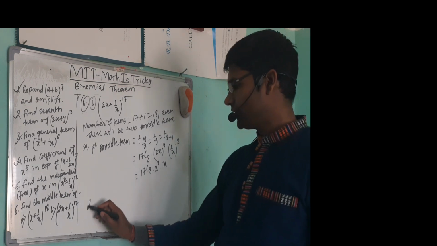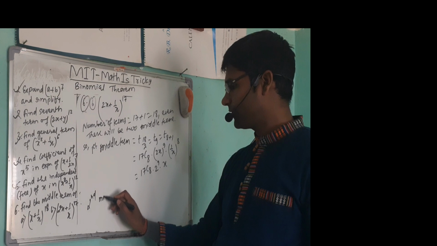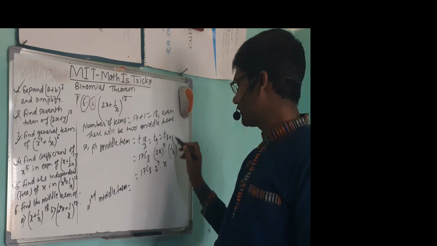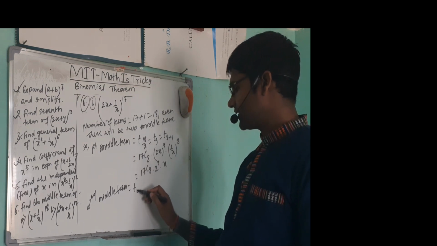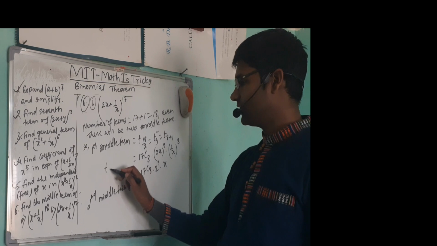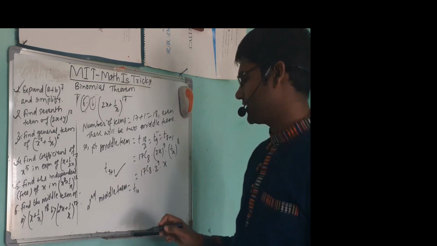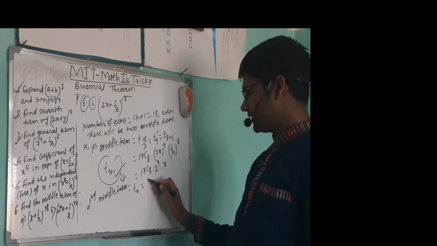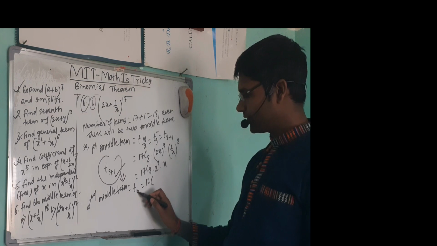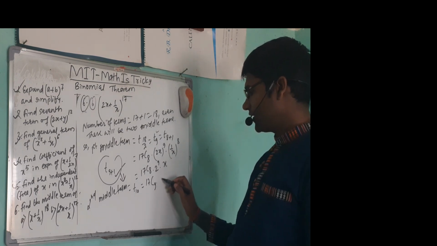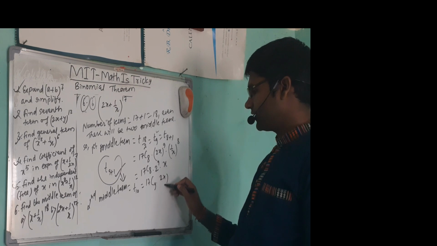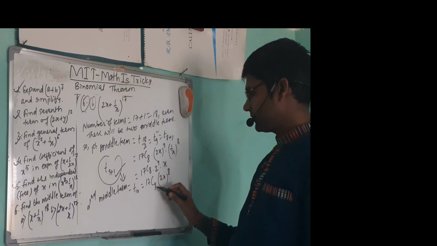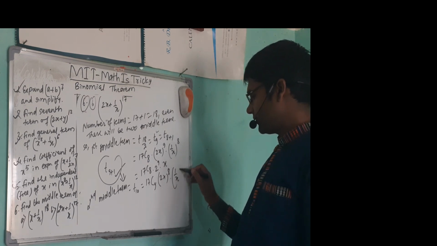Next will be the second middle term. It will be t10, that is t9 plus 1, and that will be your middle term. Using the formula directly, r is 9, so it is 17c9 times 2x power 8, since 17 minus 9 is 8, and then 1 by x power 9.